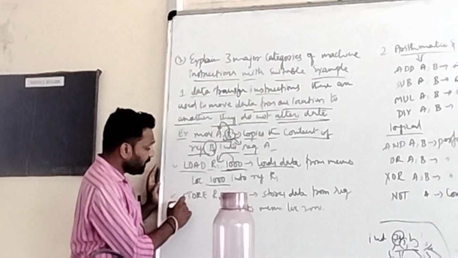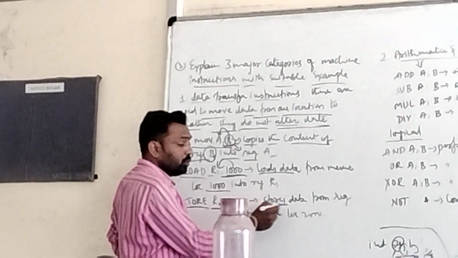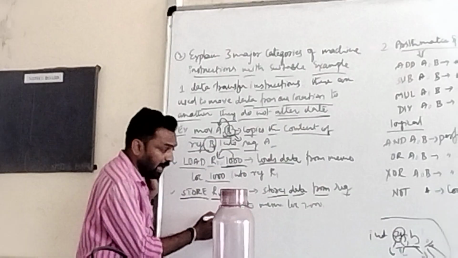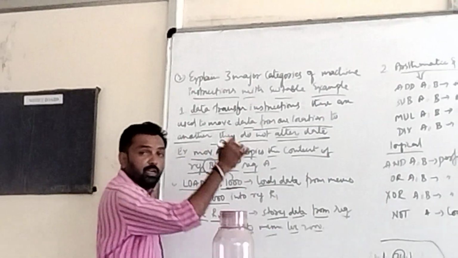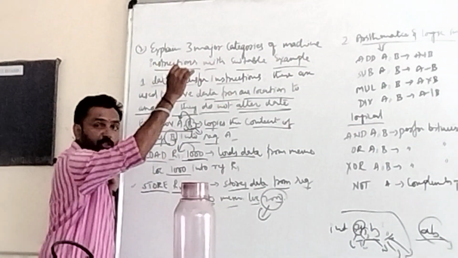Now STORE R1, 2000. It stores the data from register R1 into memory location 2000. In memory location 2000, this data can be stored.